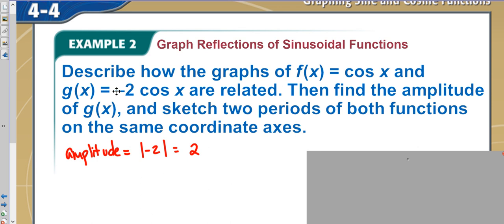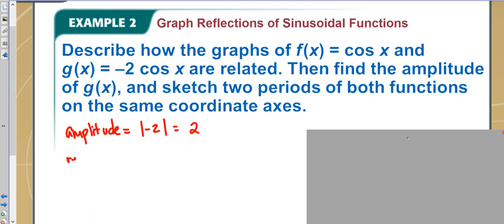Now, the other thing that happens, though, is this negative does mean something. The negative means it's a reflection. Now, it's on the outside, which means it's a vertical reflection. So if you think about which axis you're going over, if you're going vertically, that means you're going from the top to the bottom. So if you go from the top to the bottom, which axis do you cross over? You would be crossing over the x-axis. So it should have a reflection over the x-axis and an amplitude of 2.